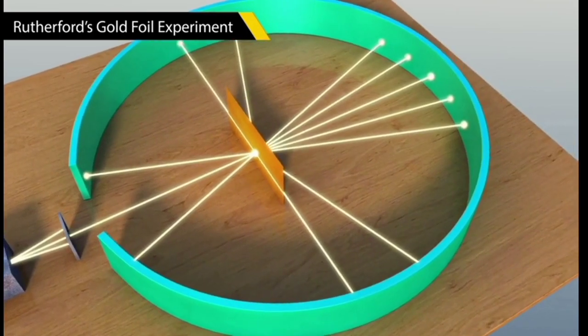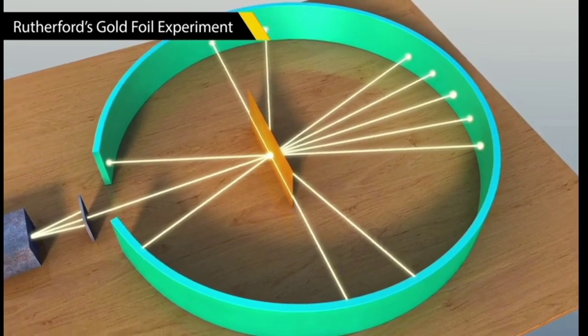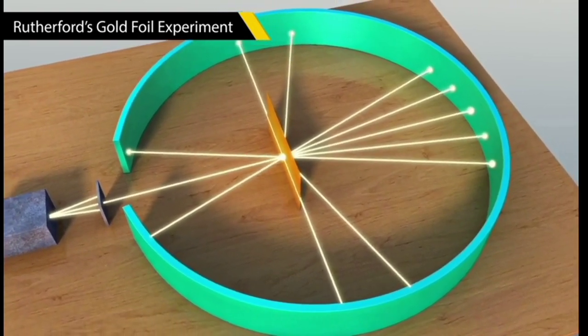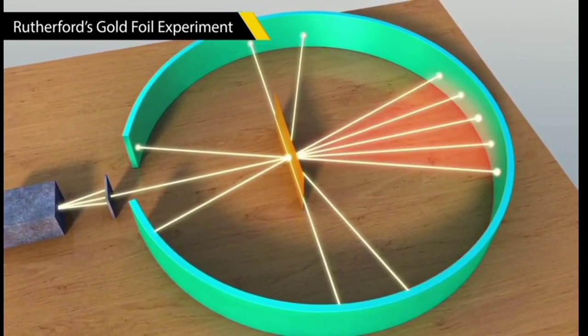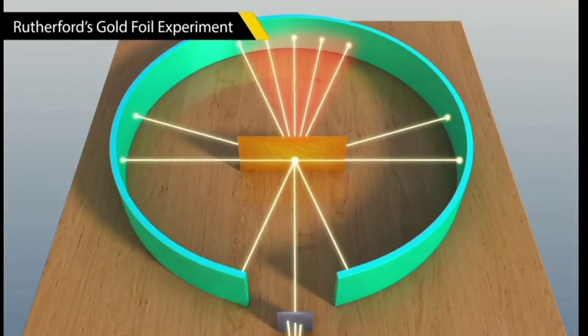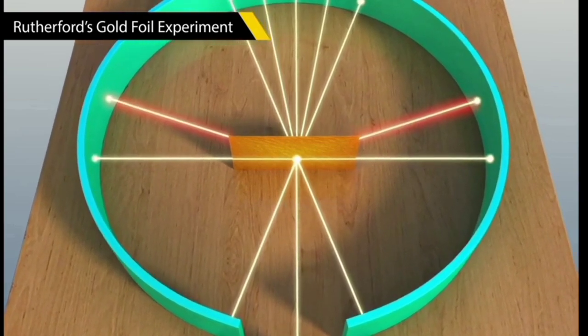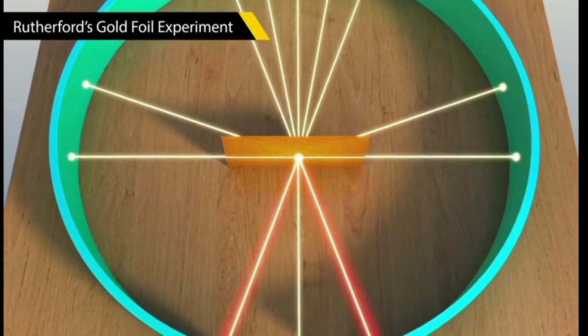scientists at that time. Rutherford found that most of the alpha particles passed straight through the gold foil without getting deflected. A small fraction of the alpha particles were deflected through small angles. A few alpha particles bounced back.